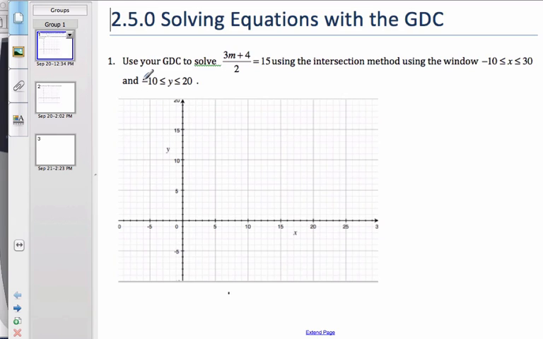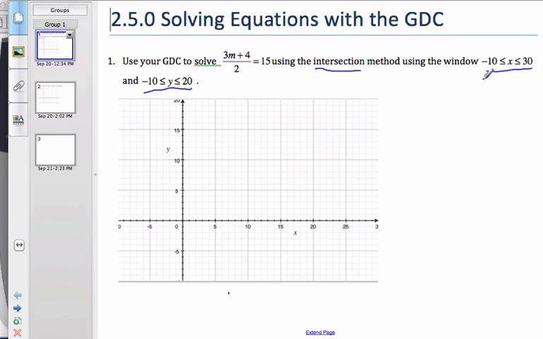And today we're going to do lots of technology. We are solving equations with the GDC, otherwise known as the Graphic Display Calculator. In doing this, we have two methods that we're going to solve it. The first one is called the intersection method. If we are going to try and solve this equation here, (3m + 4)/2 = 15, using this window with this notation, we're going to try and solve it.